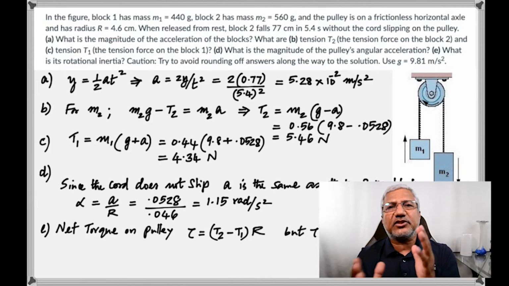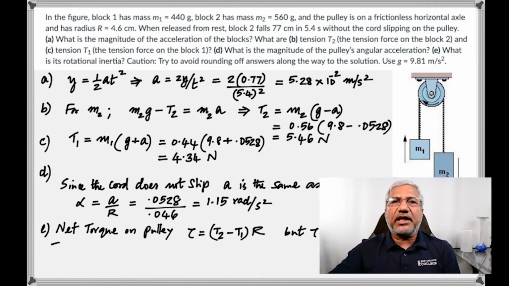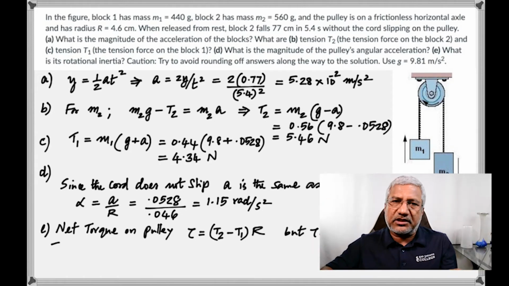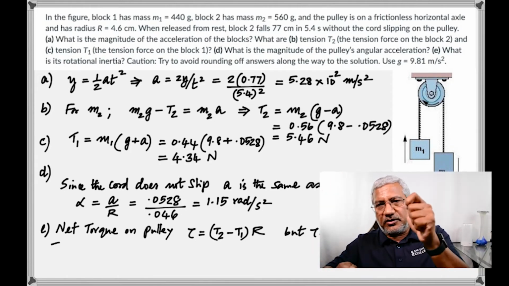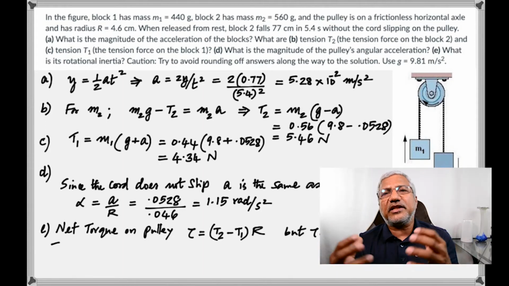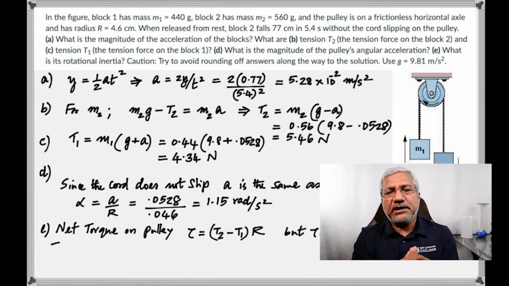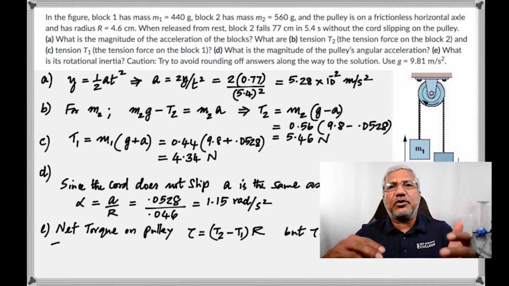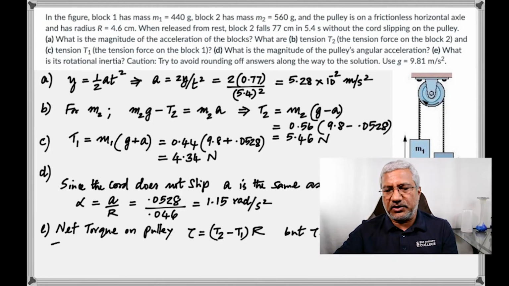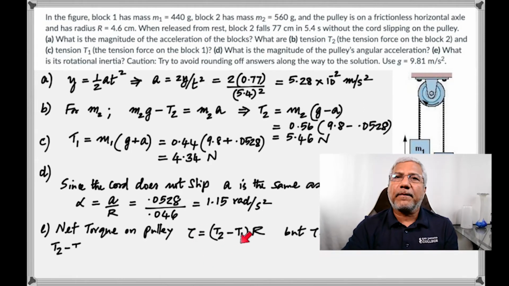But since the tensions are different, we know that on the right side the torque is clockwise, on the left side the torque is counterclockwise, you see, because they are trying to rotate the pulley in opposite directions. That's why to find the net torque, we got to take the difference. And since T2 is greater than T1, it's going to be T2 times R minus T1 times R. That's what I've done right there. So that's the net torque.